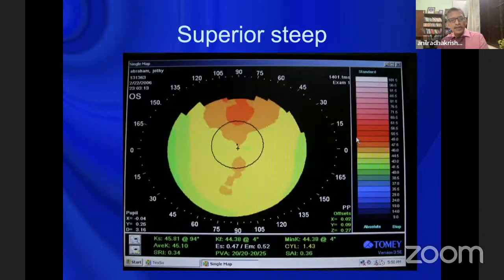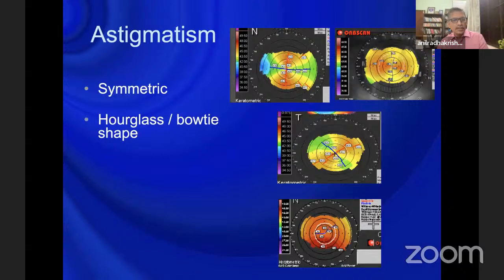So this is a superior steep pattern in which you can see that two bows of the tie are there, in which one is much larger than the other one. But if you look at the K1 and K2 values, it's perfectly normal. Cylindrical value is normal. Surface regularity index and asymmetry index are normal. And the value over here is coming to just above 47, which can really be taken as normal. So these are certain astigmatic patterns that we see.